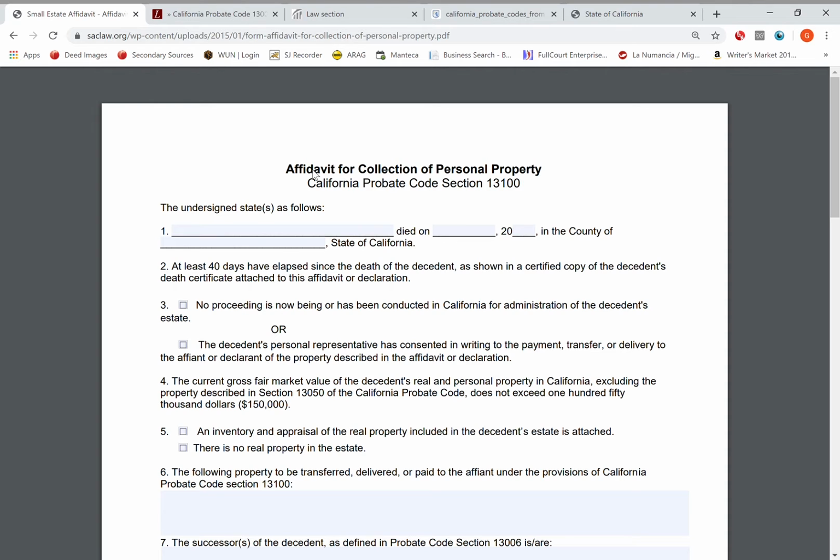So the purpose of today's video is to explain the Small Estate Affidavit, what it is, how to use it, how to fill it out, etc.